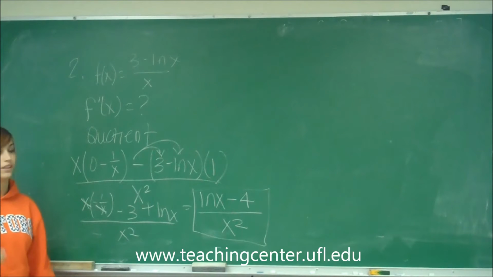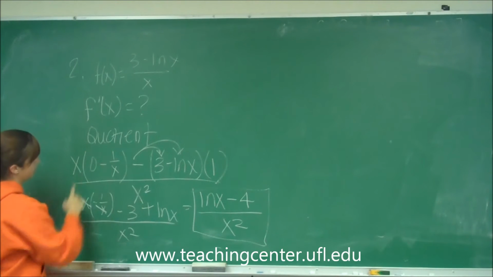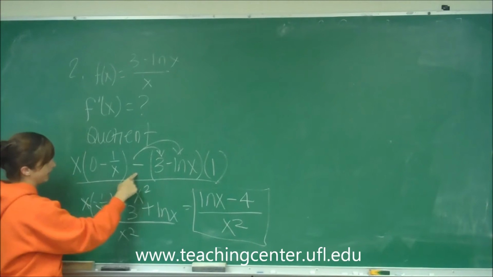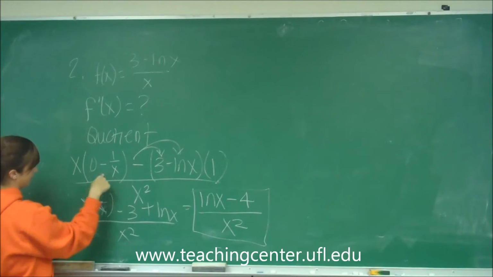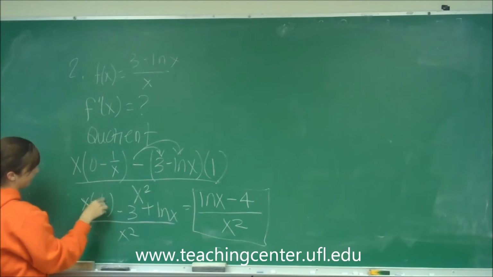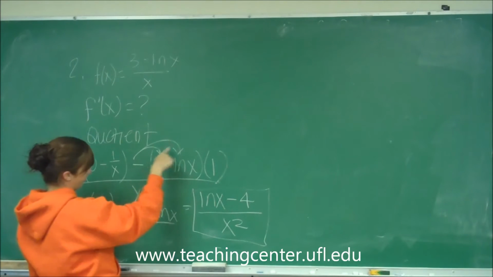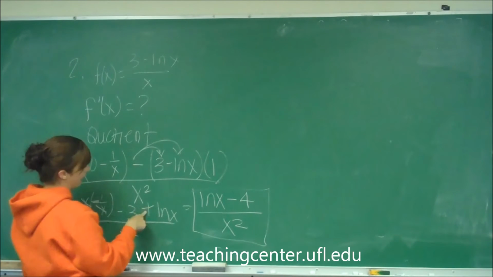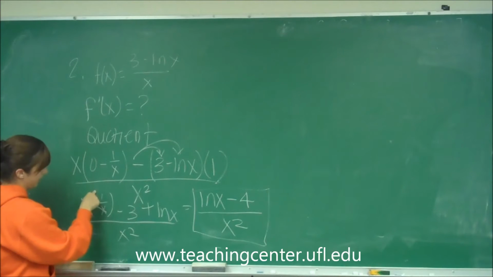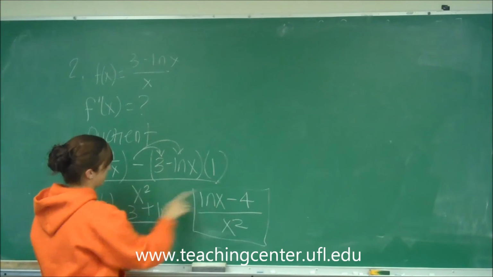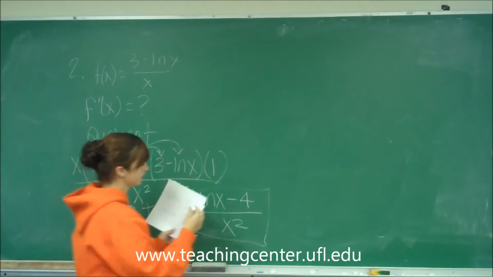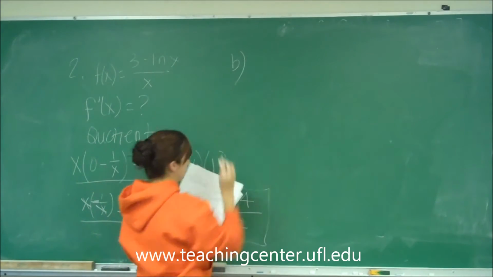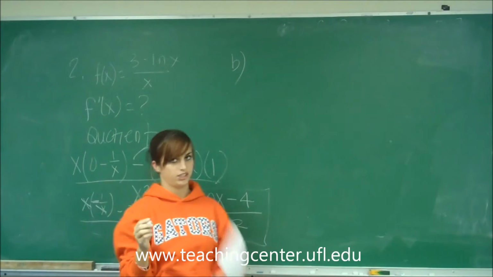Okay, so they asked you to find the derivative. I used the quotient rule. I did bottom times derivative of the top minus top times derivative of the bottom. My x's cancel because this is 0 minus that, so I'm left with a negative 1. And then I distribute my negatives, so I have negative 3 plus ln x. So negative 1 minus 3 is minus 4, ln x over x squared. That's part A. And then B says find the relative extrema.